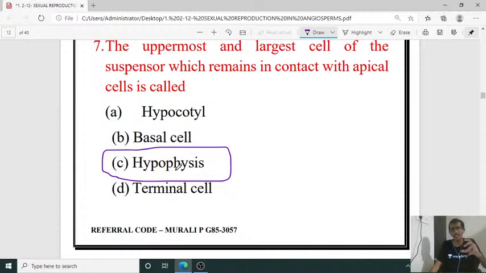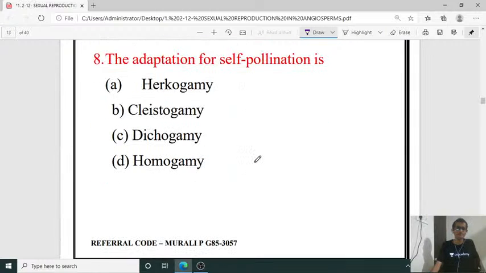The apical cell is in contact with the largest cell of the suspensor, and the suspensor is the important stock of cells responsible for pushing the embryo to the endosperm region during embryogenesis after zygote formation or primitive embryo formation. Okay. Then question number 8.